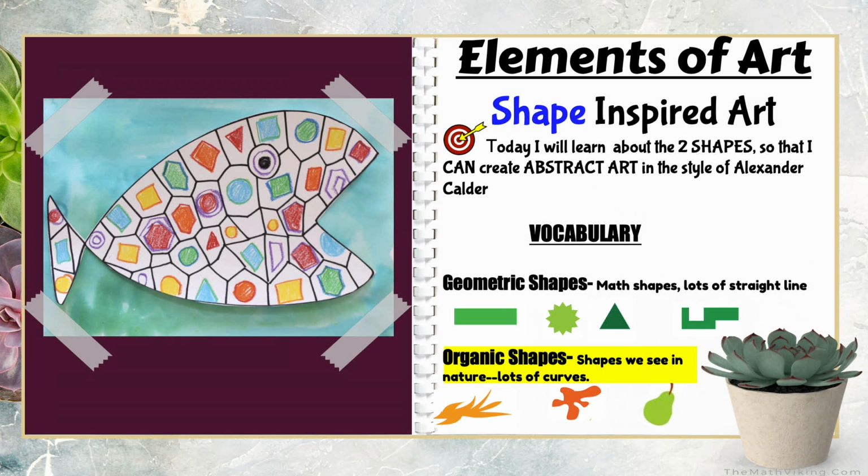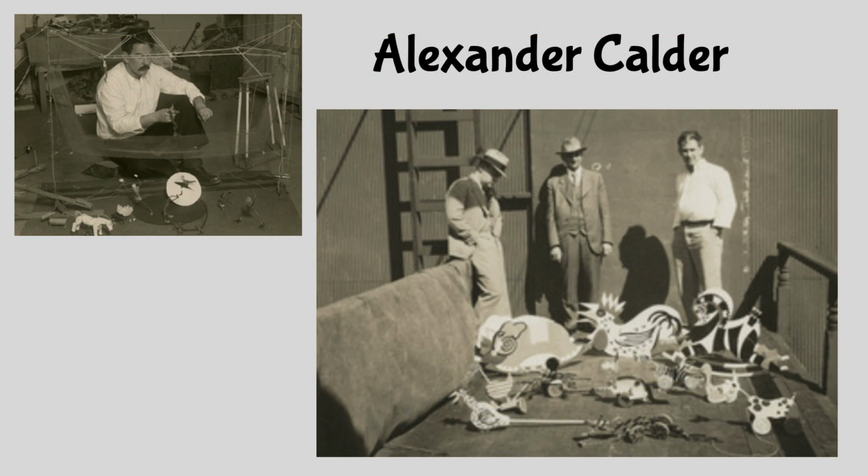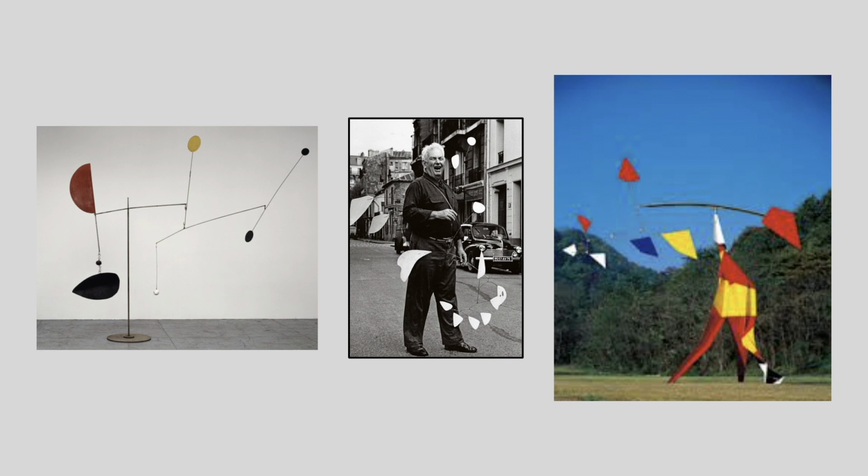All right, let's also learn a bit about Alexander Calder. Alexander Calder was an American artist that started out making toys that moved. He used engineering to figure out how to do this. He also loved creating movable art out of wire and colorful shapes. He later made large movable art he called mobiles that use air currents to move.